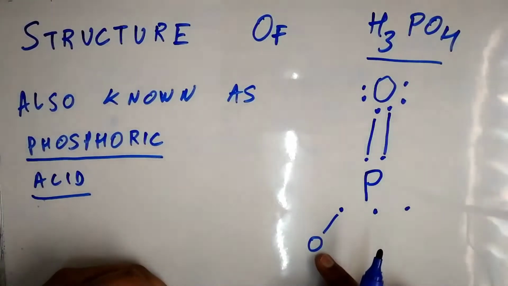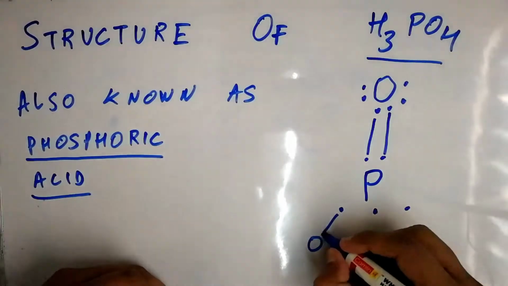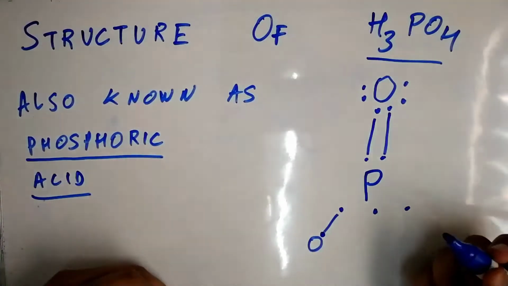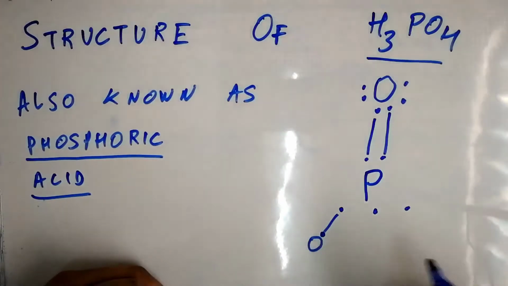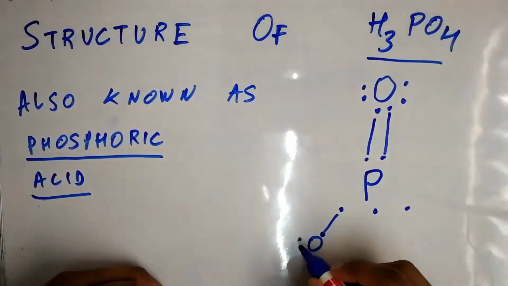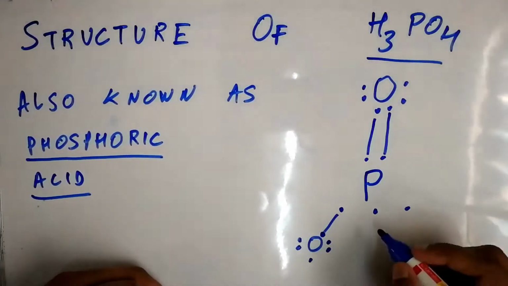Now oxygen makes 2 bonds, as you can see here clearly. Oxygen makes 2 bonds. So oxygen also has an atom here. Now it has 6 valence electrons, right? So we have marked the 1 electron, and we're going to mark another 5: 1, 2, 3, 4, 5. So in total 6, right?